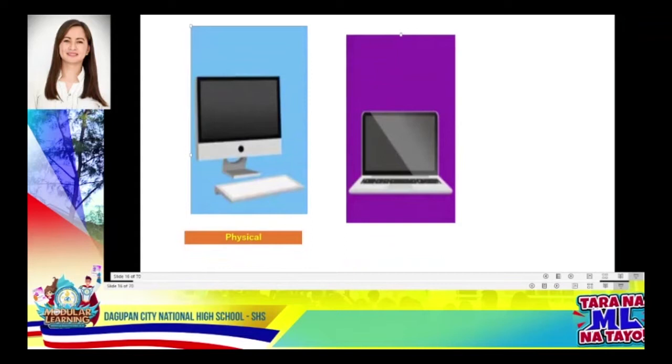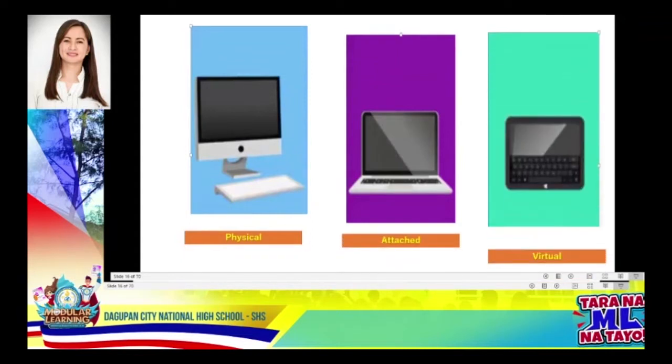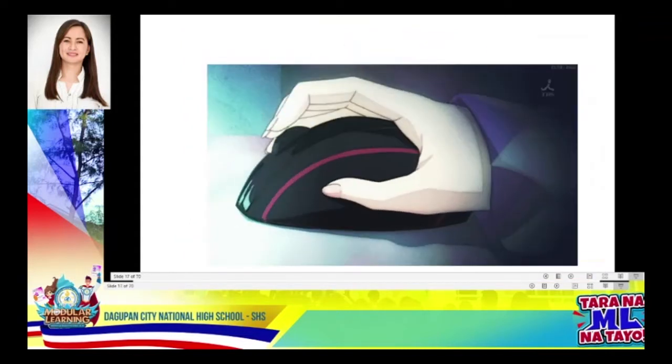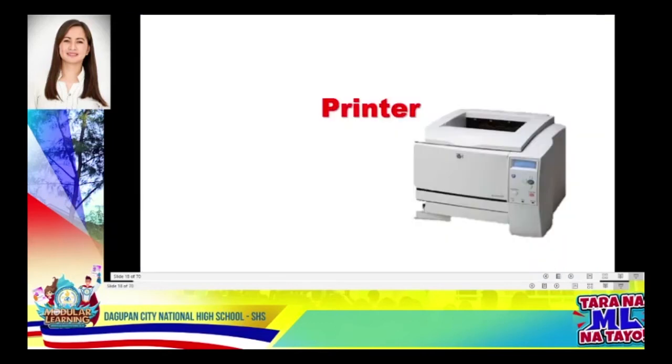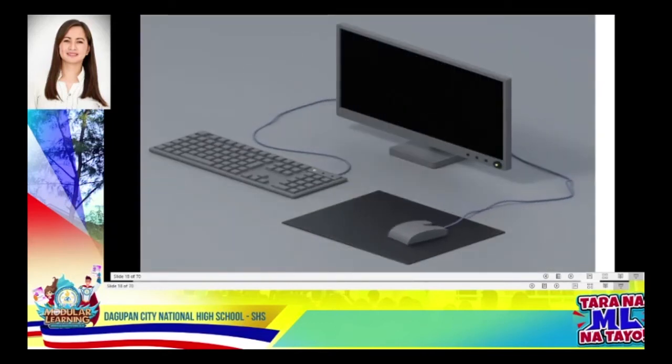The speakers allow you to listen to sound that comes from the computer. In some cases, the speakers are built into the computer. In other cases, you must physically connect speakers to your computer in order to hear audio.